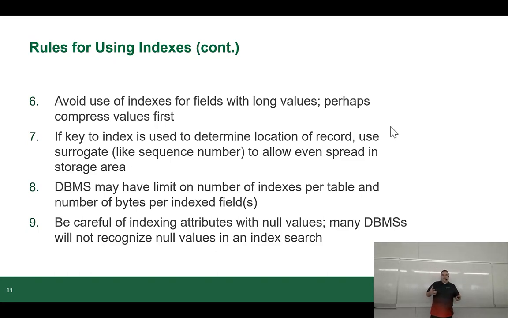If the key to index is used to determine the location of the record, use a surrogate key as much as possible. It helps allow an even spread in the index, because part of the maintenance that you do regularly on a database server is you want to update the indexes or maintain the indexes, because they get out of date.